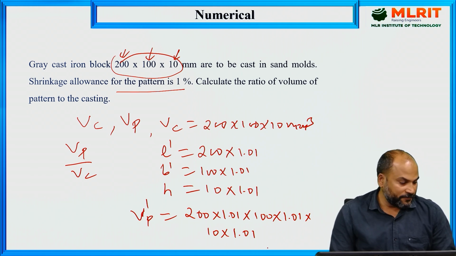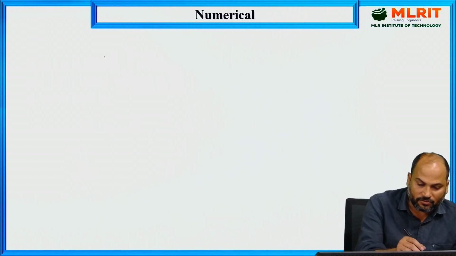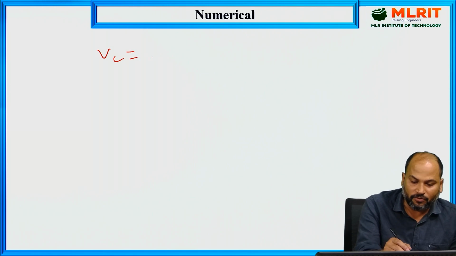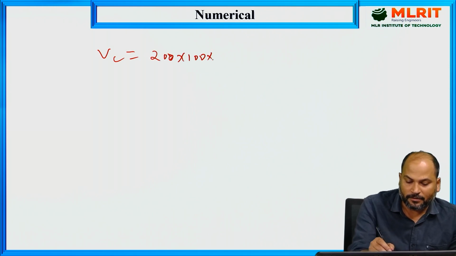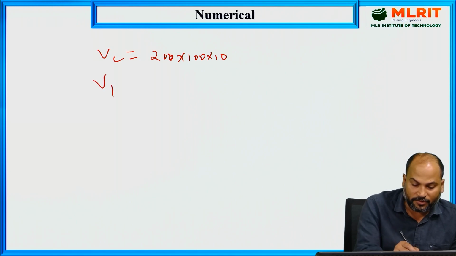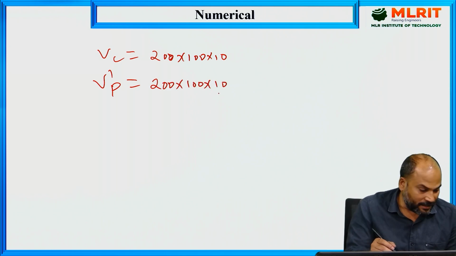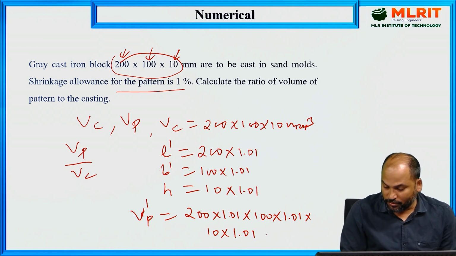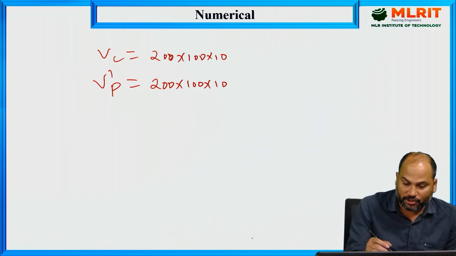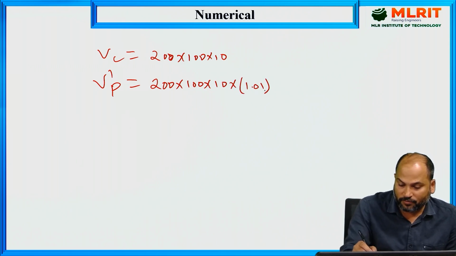So if we calculate this one, VC, the volume of the casting, is 200 by 100 by 10, and the volume of the pattern that is changed after shrinkage is 200 into 100 into 10 into the cube of this one. This is once, twice and thrice. So it will be simply the cube of this one, so this will be into 1.01 whole cube.